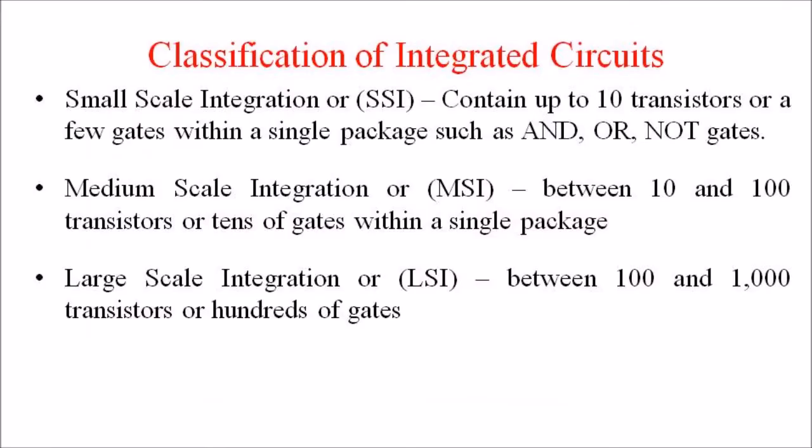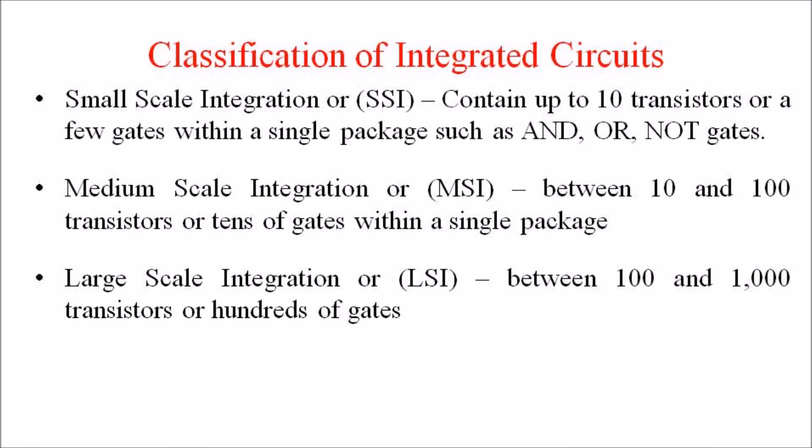The different classifications of ICs are: small scale integration, or SSI, contains up to 10 transistors or a few gates within a single package, such as AND or NOT gate. The second one is medium scale integration or MSI. It is between 10 and 100 transistors or tens of gates within a single package and performs digital operations such as adders, decoders, counters, flip-flops, and multiplexers.